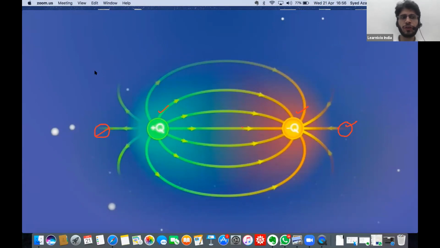So let's do one thing, I keep on drawing these field lines. So these are electric field lines for a system of positive and negative charge. And since both the charges are equal, you can also say that these are the electric field lines for an electric dipole. Just give me 1 second, I will draw a few more field lines.